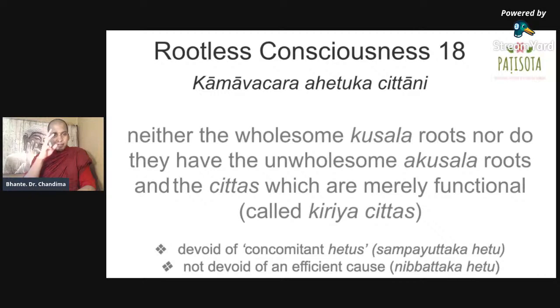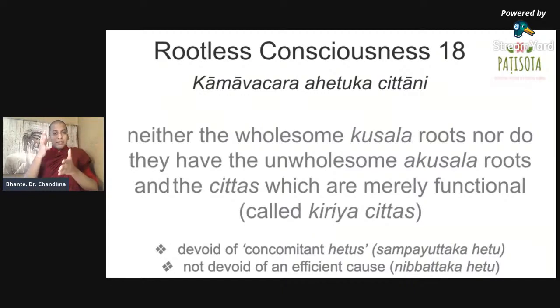And there is a third category under ahetuka, the chittas which are merely functional, which are called kiriya chittas. So when you talk about ahetuka chittas, they are threefold. The first one is ahetuka akusala. The second one is ahetuka kusala. The third one is kiriya. But basically, ahetuka kusala, ahetuka akusala or ahetuka kiriya do not associate any roots like we see in the akusala chittas and also in the forthcoming lesson about the kusala chittas.